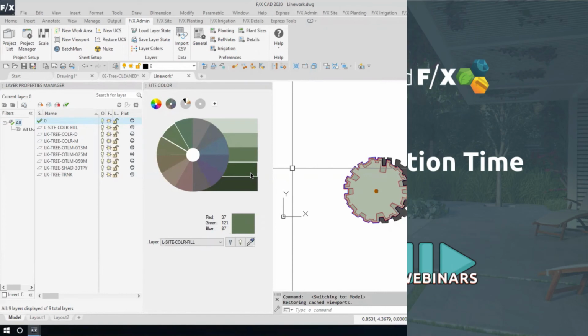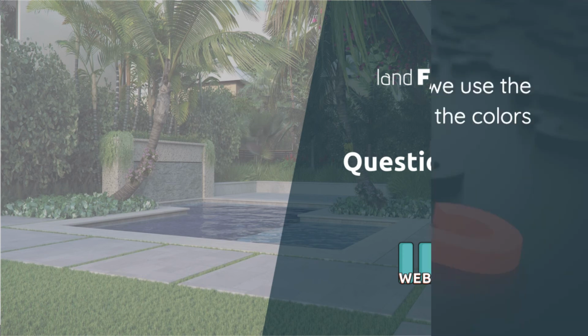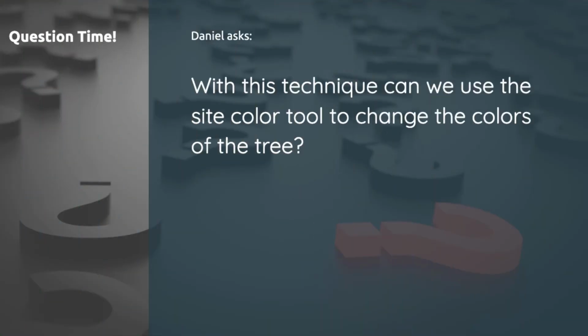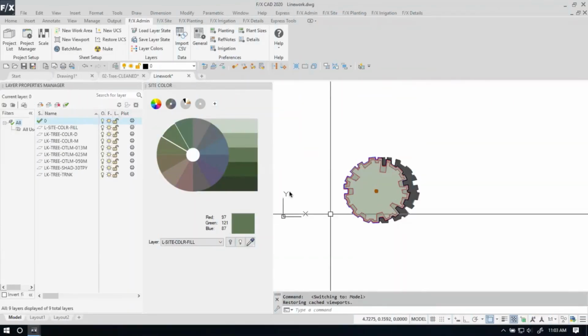Did any questions come in? Yeah, we did get just one question, and it was a really simple, good question from Daniel. If we were to use this technique, would we be able to use the site color tool to change the colors of that tree? And of course, that's part of the beauty of exactly the technique. You definitely want to be able to use that site color palette to change colors.